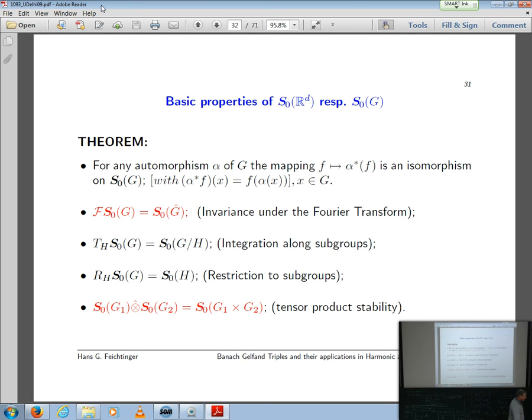Yeah, and just a quick list of properties that we have. It's Fourier invariant, so even for general groups, it's going to the right group. If you integrate along a subgroup, so in the plane, you integrate along the y-axis, you get functions on the x-axis. Of course, they are. If you restrict to any subgroup, it's fine.